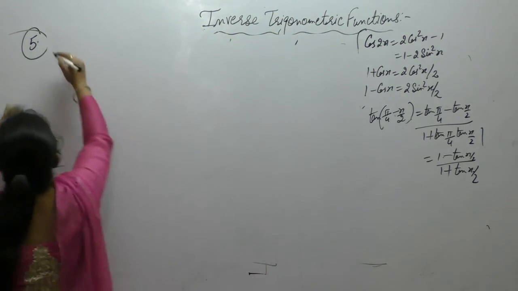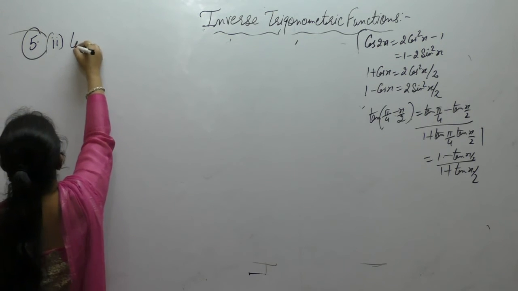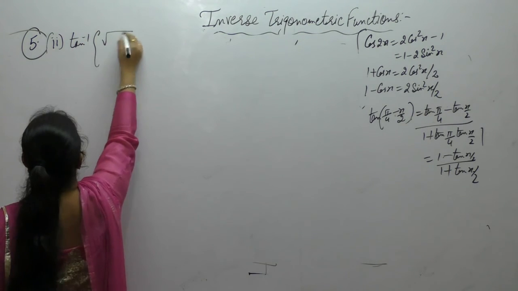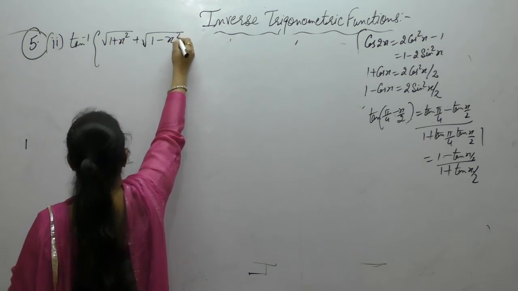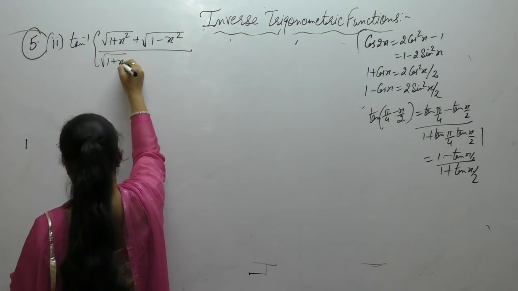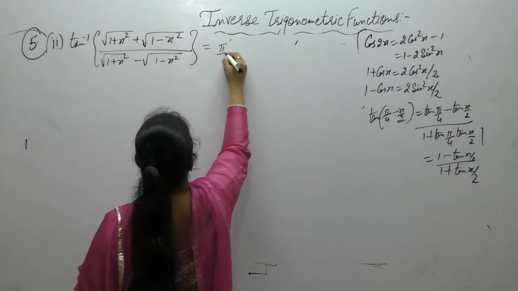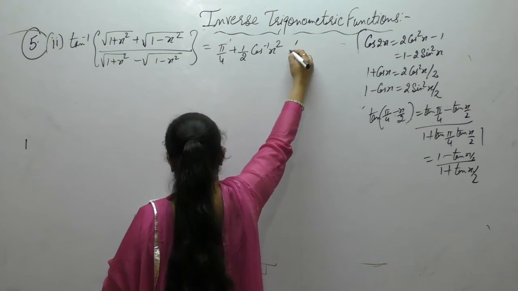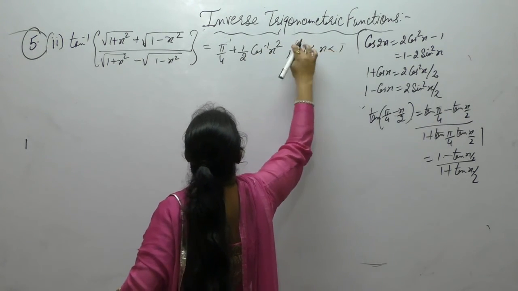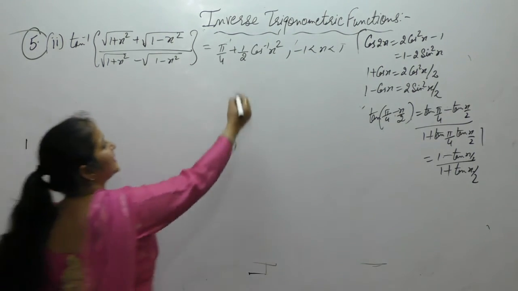Now second part: tan inverse of (square root of 1 plus x square plus square root of 1 minus x square) upon (square root of 1 plus x square minus square root of 1 minus x square) is equal to pi by 4 plus 1 by 2 cos inverse x square, where minus 1 is less than x less than 1. What you have to put for x, you can guess from here.